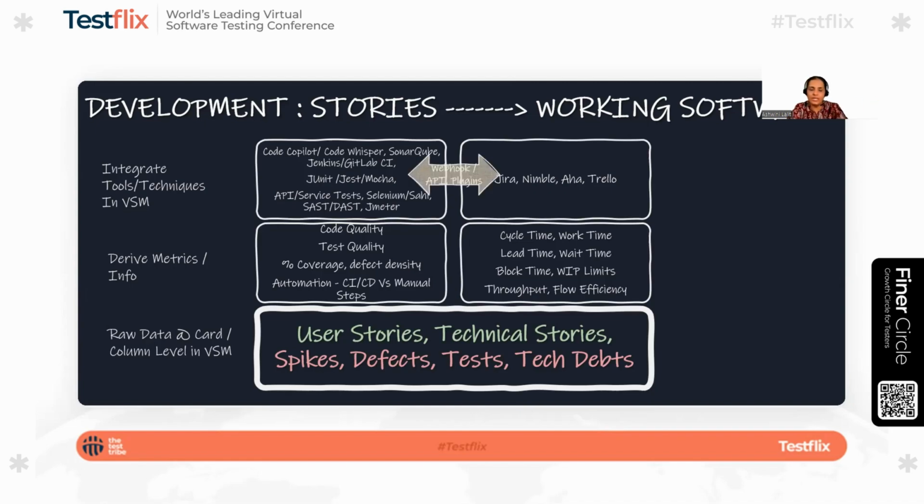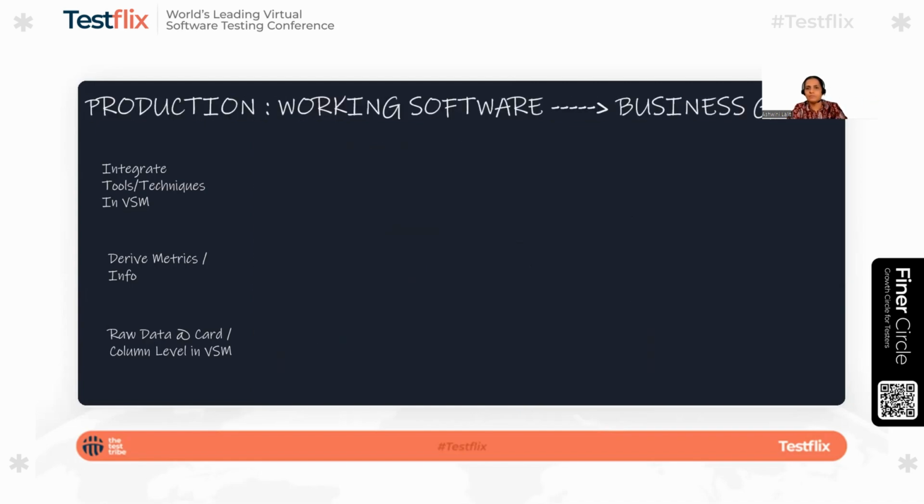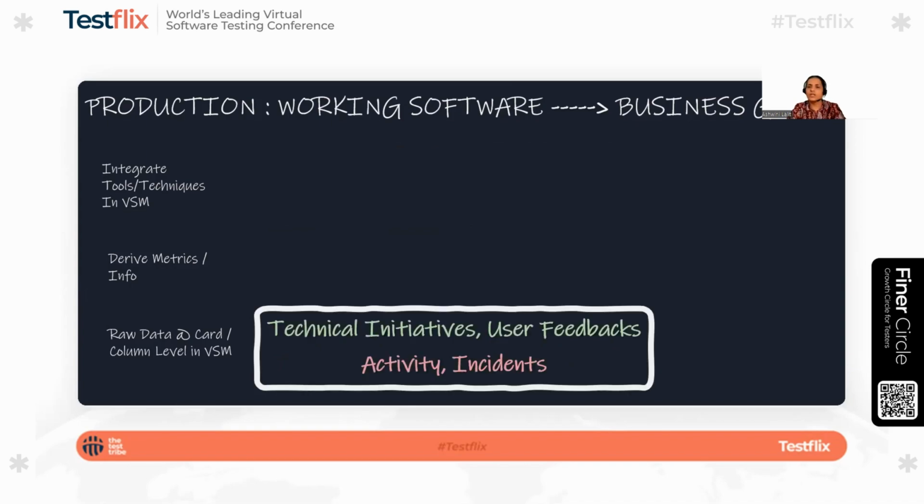In the production value stream, you want to ensure availability of your software. You want to ensure initiatives of strategic importance where the user feedback is captured and the A/B testing is done, or your feedback mechanisms are monitored. The response times are monitored.